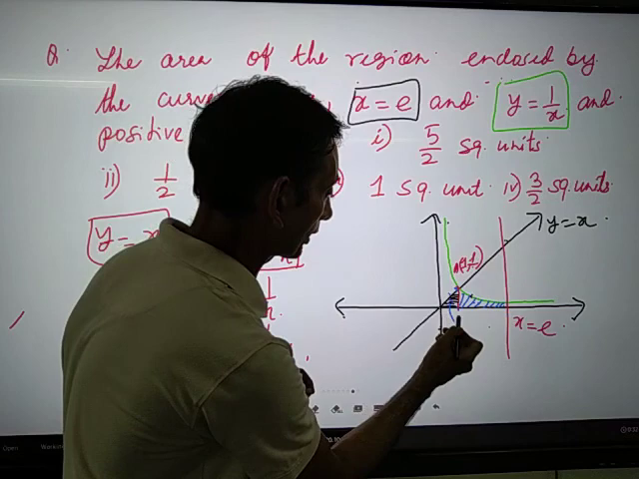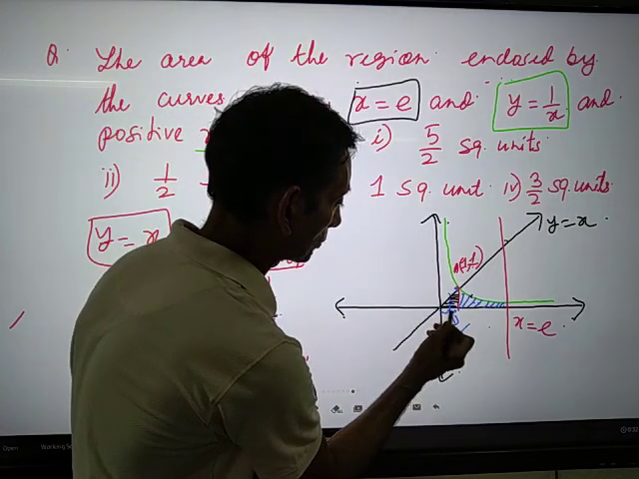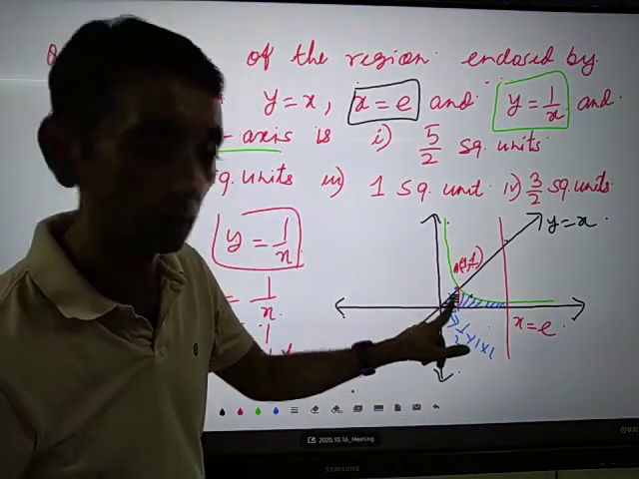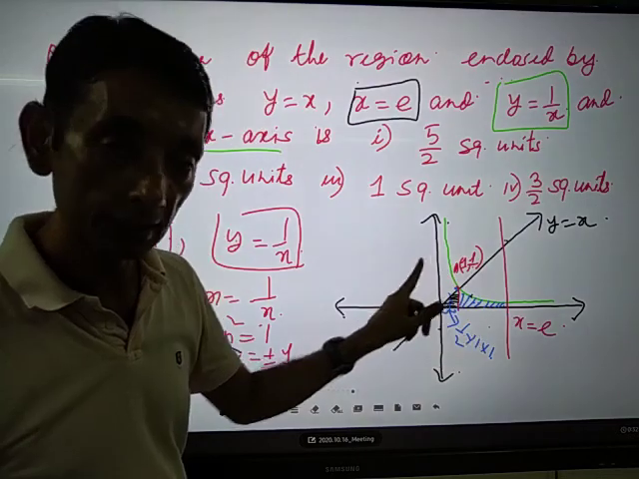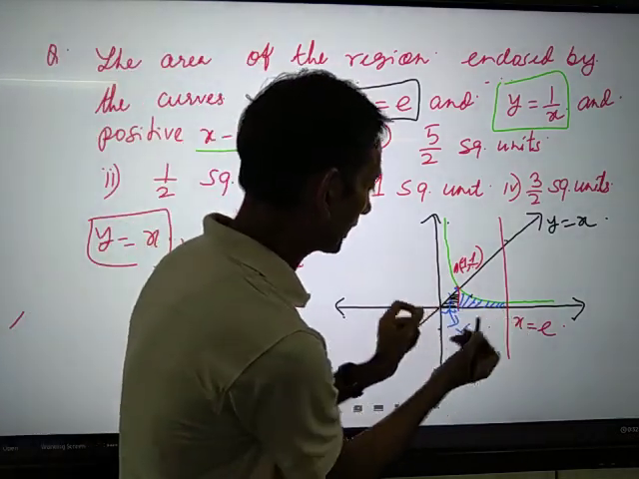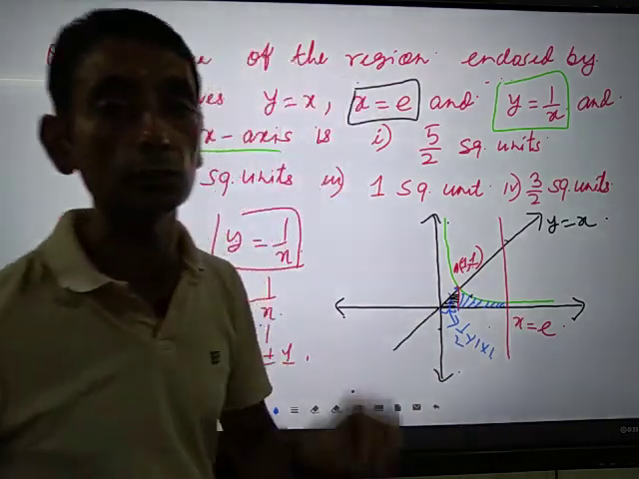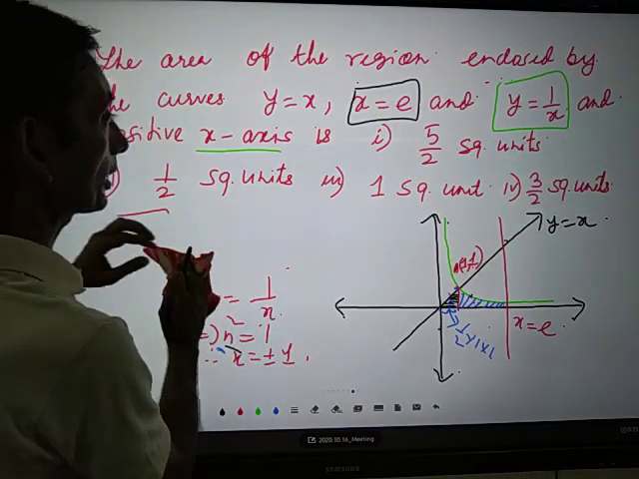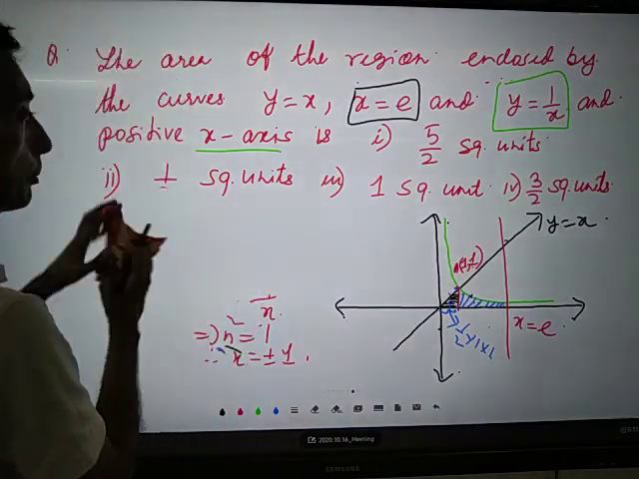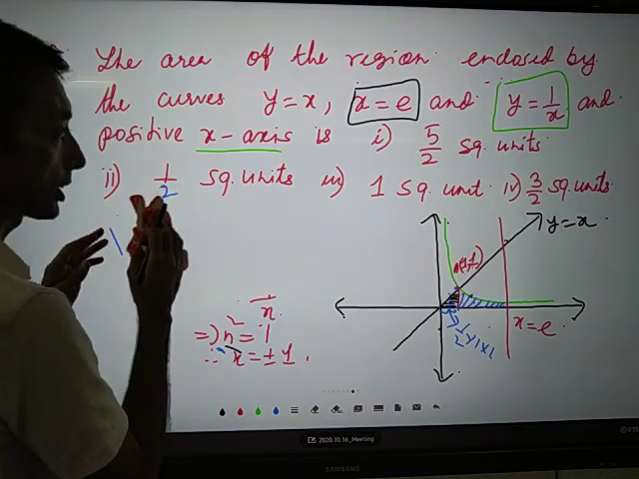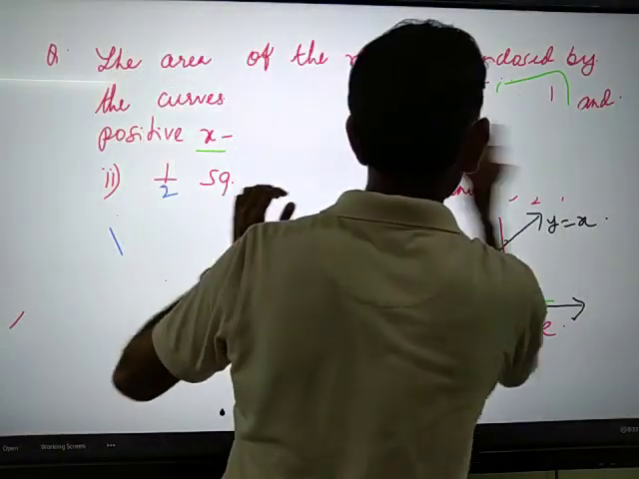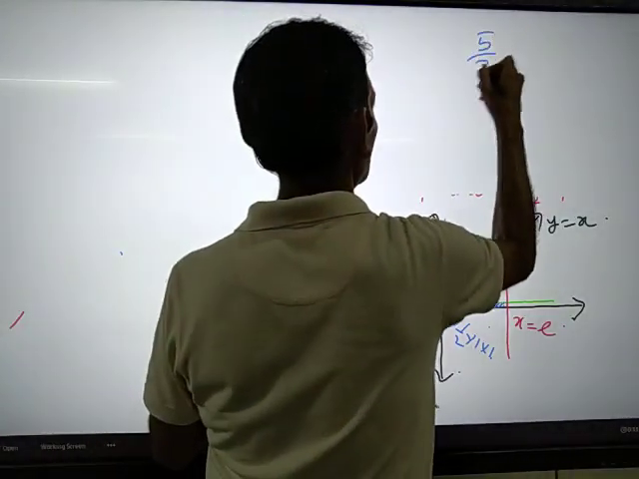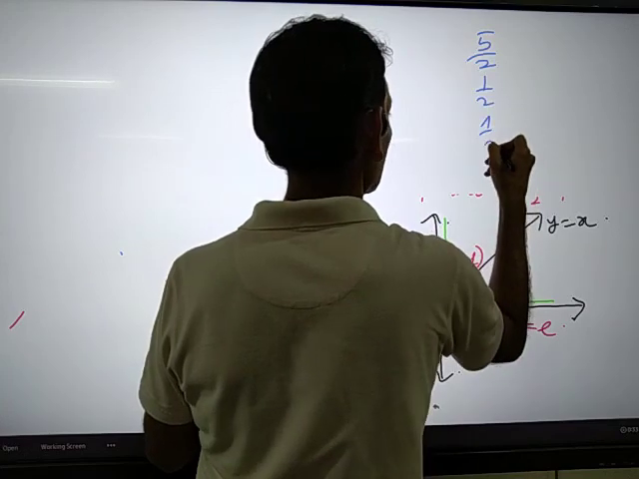What is the area of this triangle? This is half, and this length is 1, this is also 1. So half into base into height. So we got the area of this triangle, that is half. We only need to determine the area of this shaded portion, that is starting from 1 to x is equal to e. So just determine that area. And what are the options? We'll write the options separately: 5 by 2, 1 by 2, 1, and 3 by 2. These are the 4 options.